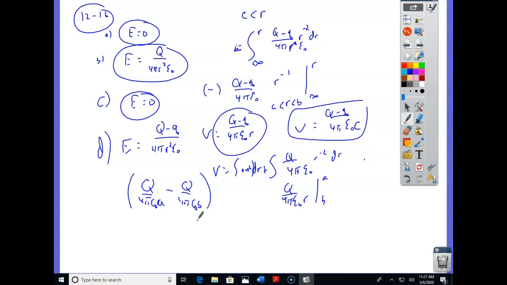Okay? And I need to add on this piece right here. Plus Q minus Q over 4 pi E naught C. Oh, this is wrong, though. What is wrong? Why is this wrong? We're not going from B to A. We're going from B to R, the arbitrary distance in the middle. Right? So that should be an R. Now the last part. What happens when you get in the sphere?